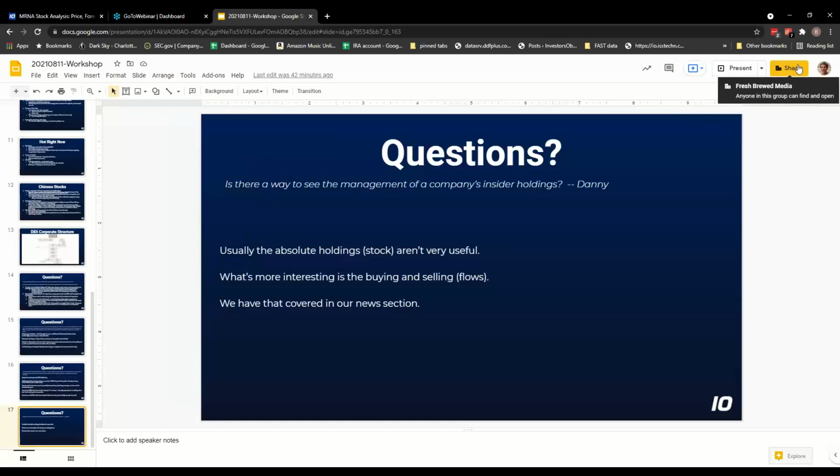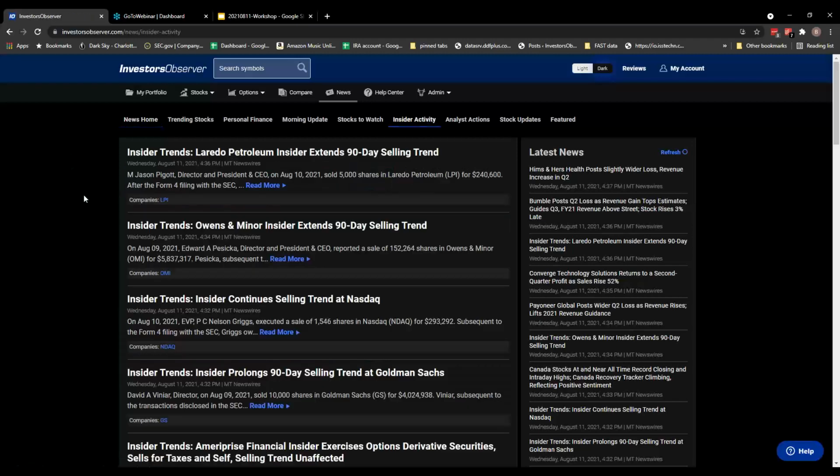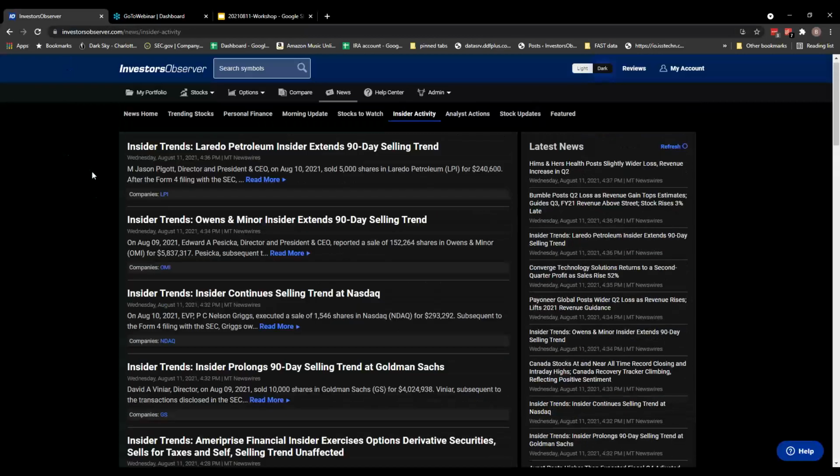Is there a way to see the management of a company's insider holdings? So typically the absolute holdings, in terms of how many shares somebody has, aren't super useful. What's much more interesting is the buying and selling of the stock, which is sort of flows. If you think of stock as one number that sits somewhere, versus flows as a sort of rate, like shares per day, something that's actually happening as opposed to something that's sitting. But we have that covered in our news section in terms of the actual activities. If you go to the news section and then hit insider activity, here's a big list of the trends. And these also show up in the news section on the individual stock pages.